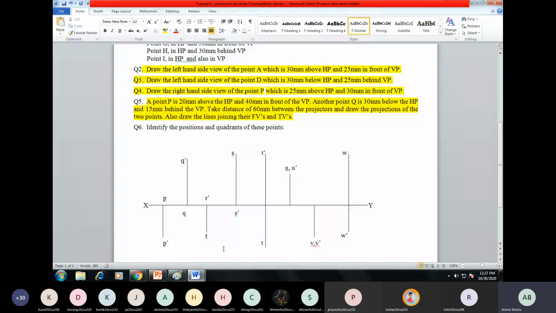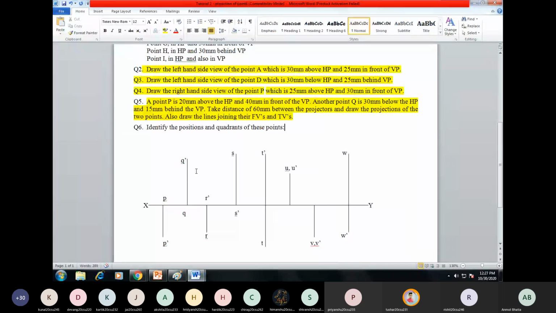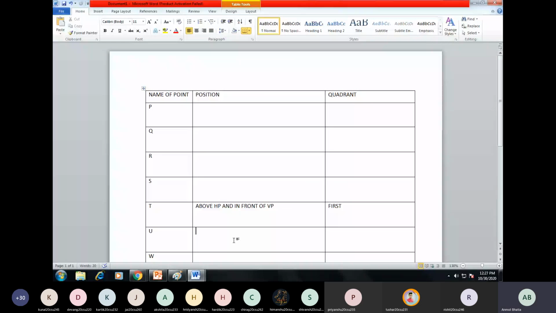U is in the second quadrant, so you'll write the line to represent the second quadrant situation. Above HP, behind VP. Okay, so here you'll mention above HP and behind VP, and this is the second quadrant.